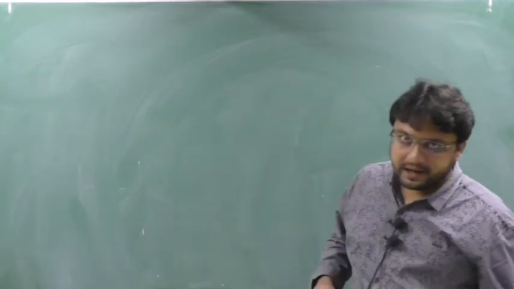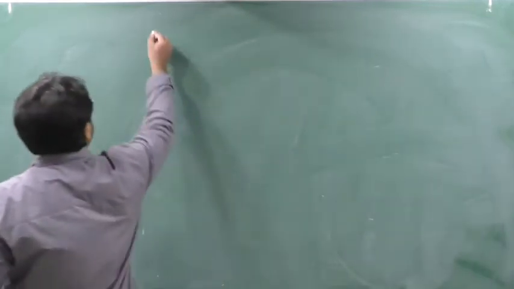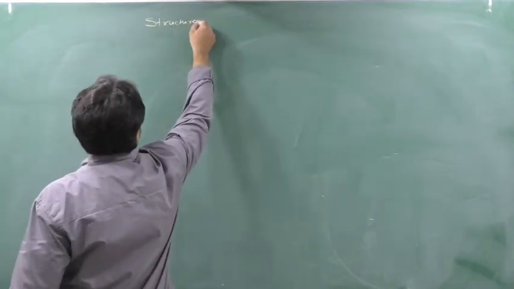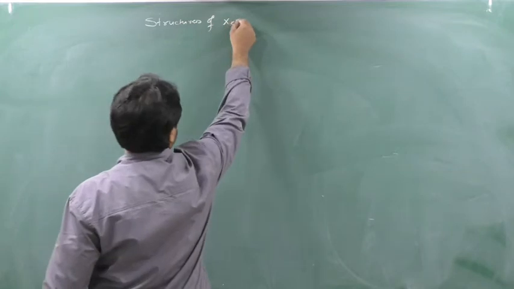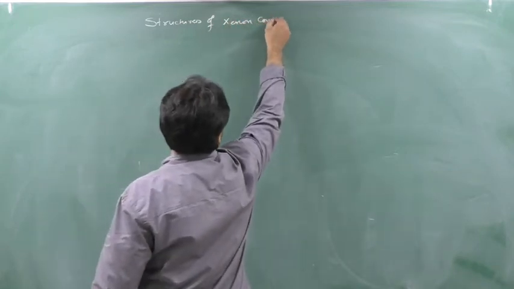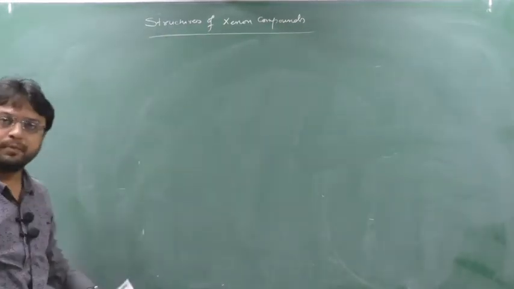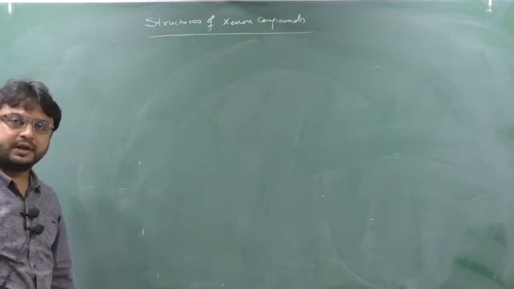So today you can make a heading: structures of xenon compounds. We will see its hybridization, expected hybridization, and shape. It's very easy. Bond pair, lone pair. This also we have done in the previous classes.